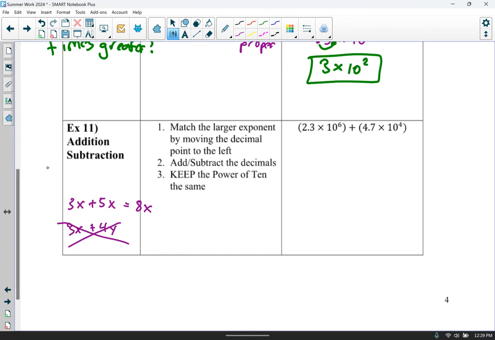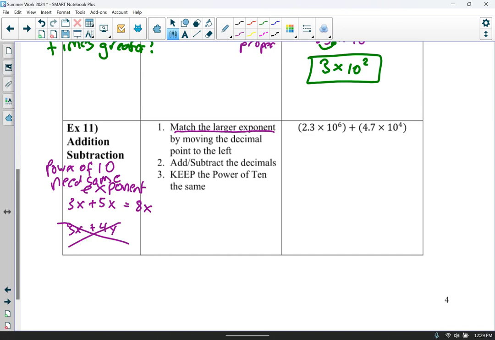So for adding and subtracting, our power of 10 need the same exponent. So if our numbers don't have the same exponent, we need to manipulate them to get to the same exponent. As a rule, I always match the larger exponent. Mathematically, it doesn't matter if you match the larger exponent or the smaller, but by matching the larger exponent, I find we have to do less adjusting of our answers to put them in proper scientific notation form at the end. So we have 2.3 times 10 to the 6th plus 4.7 times 10 to the 4th.